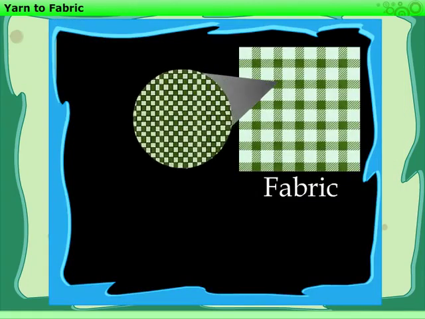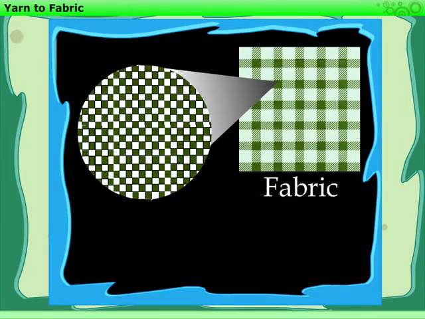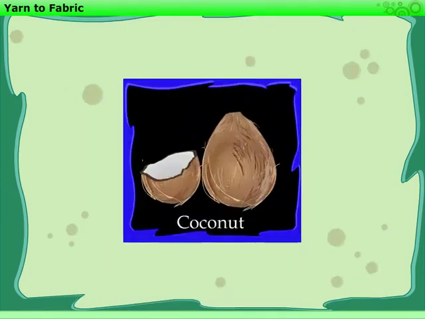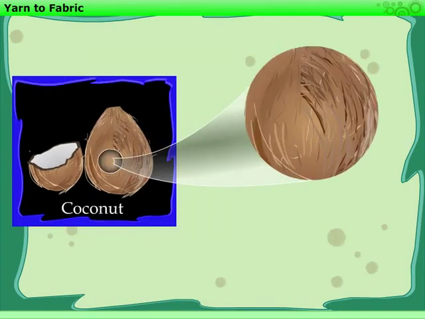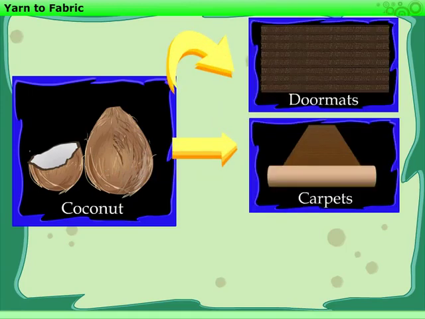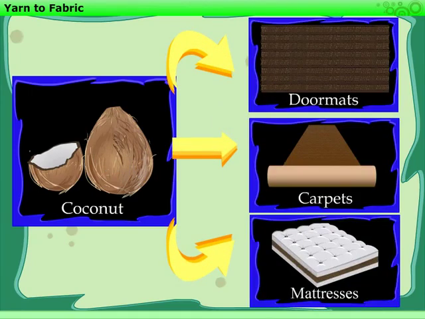Similarly, two sets of yarn are woven to make a fabric. You will be amazed to know that the fibers on the outer covering of coconut are woven into a fabric called coir. Coir is used to make doormats, carpets, and mattresses.